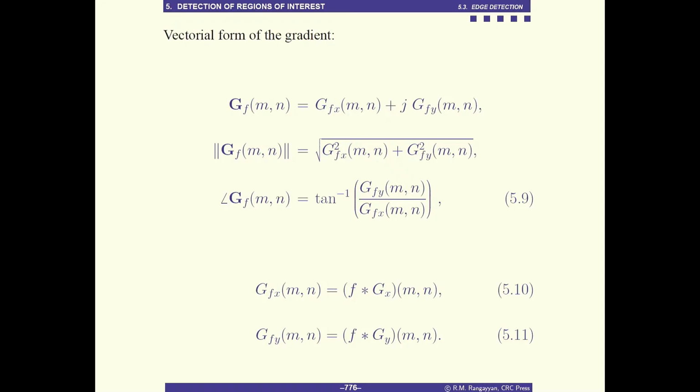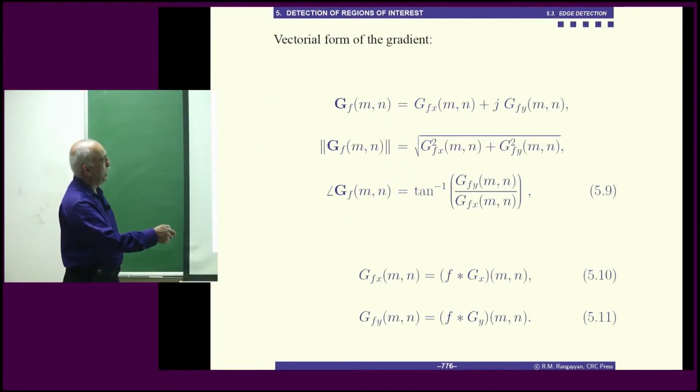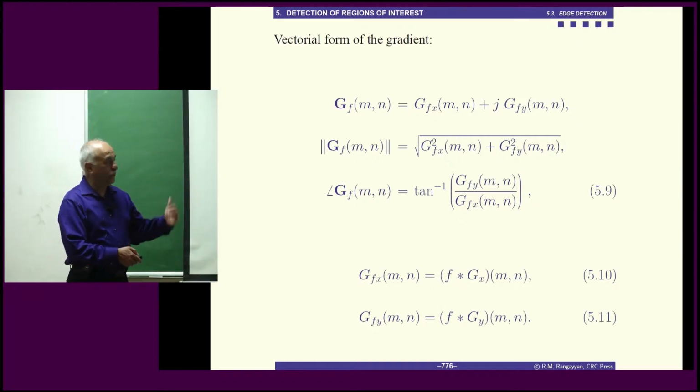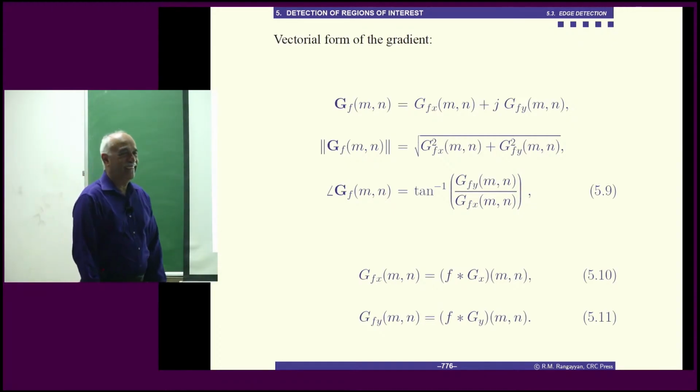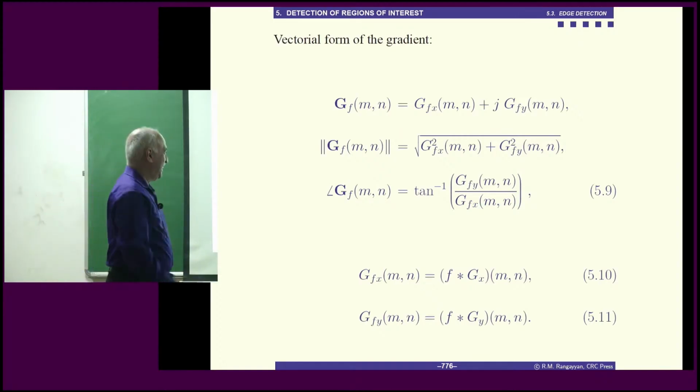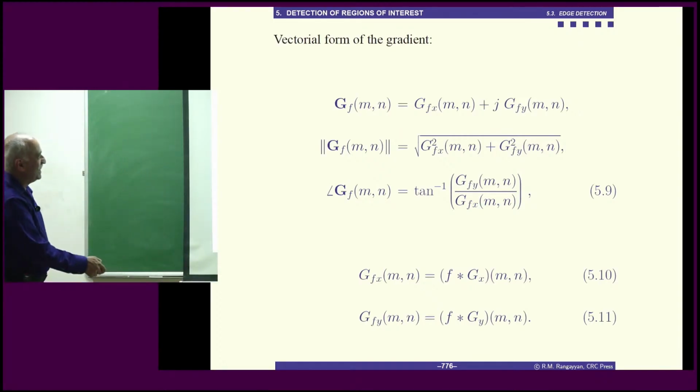Now you can also get this gradient using the convolution operator. F is convolved with the gx mask that I showed earlier, and this is obtained by convolving with the other mask. So these are convolution mask operators, and you are getting gradients.